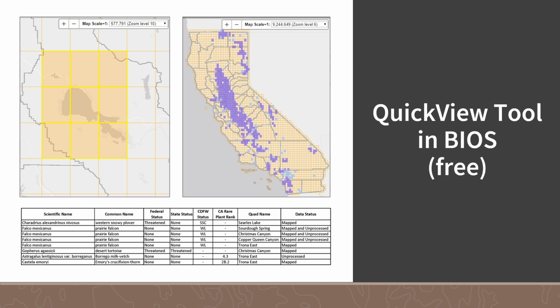As mentioned earlier, the free Quick View tool in BIOS provides coarse data. You can see a map for a single species across the state. You can also search by location for all tracked species in a county, a quad, or 9 quads. Those results will include mapped occurrences as well as unprocessed data. QuickView is also the best place to view data on plants with a California Rare Plant rank of 3 or 4.